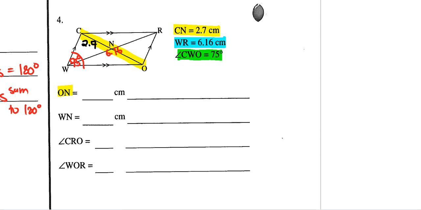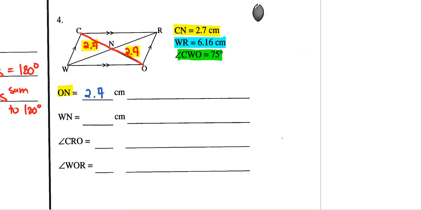Okay, so let me delete all this. I know that CN from here to here is 2.7, so that means O to N has to be 2.7. If I add these two, since those two sides are equal in length, because that's one of the rules of a parallelogram, we know that ON has to be 2.7.